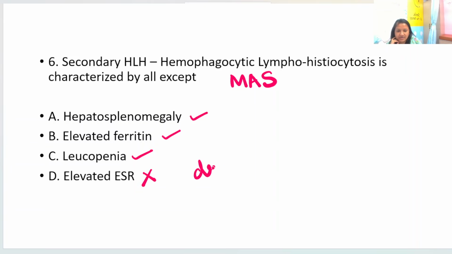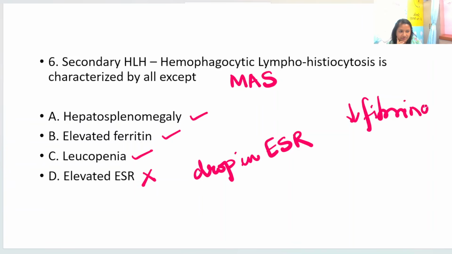You are going to see in macrophage activation syndrome or in secondary HLH a drop in ESR because of the hypofibrinogenemia, right? Because of this, you will see a drop in ESR, and that is how you distinguish between MAS, that is secondary HLH, and active disease flare. So elevated ESR is not a feature of MAS, rather drop in ESR is what is seen in macrophage activation syndrome. Of course, you have to also look at other features for a disease flare, but in the context of this question, elevated ESR is not a typical feature of MAS, it is drop in ESR.